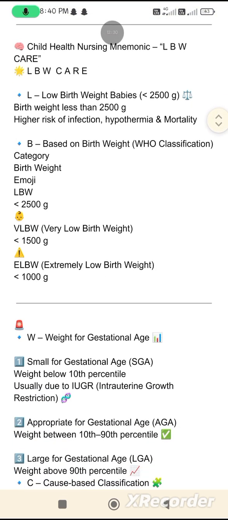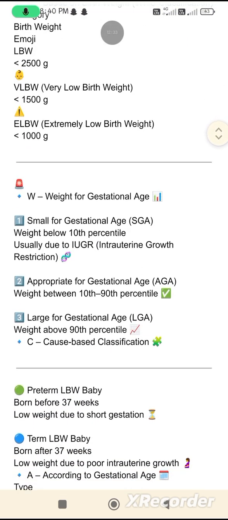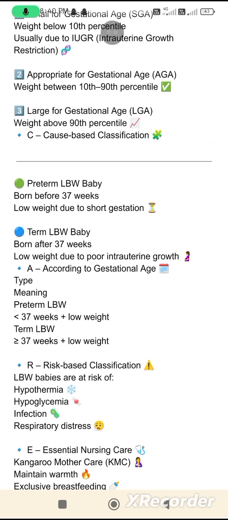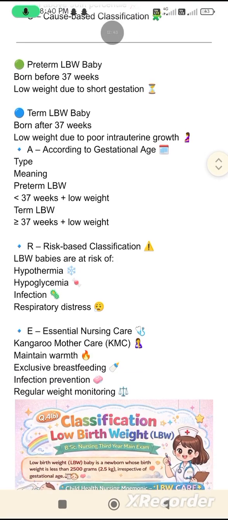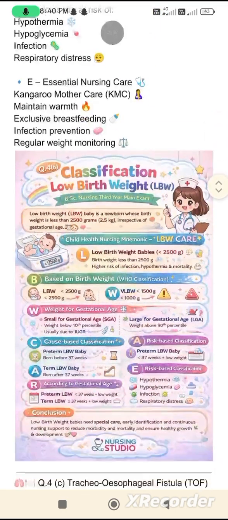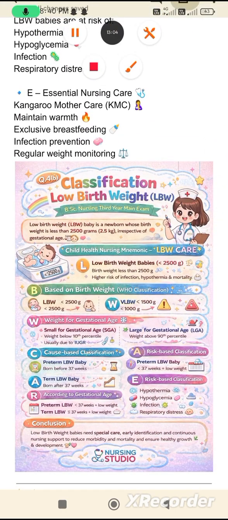According to gestational age: small for gestational age, appropriate for gestational age, and large for gestational age. According to term, it is preterm, term, and postterm. Now, risks based on classification, if we talk about hypothermia, hypoglycemia, infections, and respiratory distress. Essential nursing care, if we talk about, that is kangaroo mother care, maintain warmth, exclusive breastfeeding, infection prevention, regular weight monitoring. Here is a short and simple overview of classification of low birth weight babies.